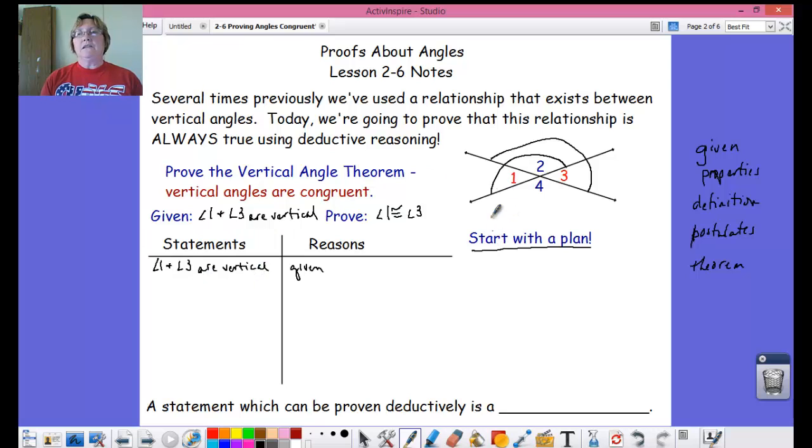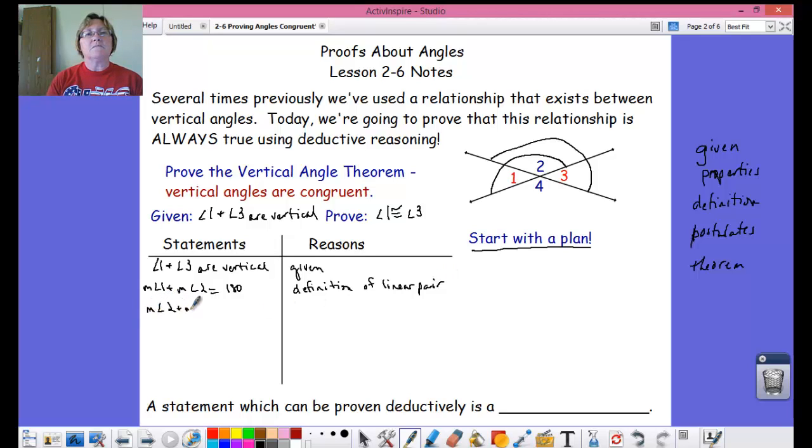Now, as far as planning goes, and I'm going to just go back to the diagram, since they're linear pairs, the measure of angle 1 plus the measure of angle 2 has to equal 180. That is, by the way, the definition of a linear pair. And that is also true about the measure of angle 2 plus the measure of angle 3. I'm not going to write the reason again, it's the same thing.